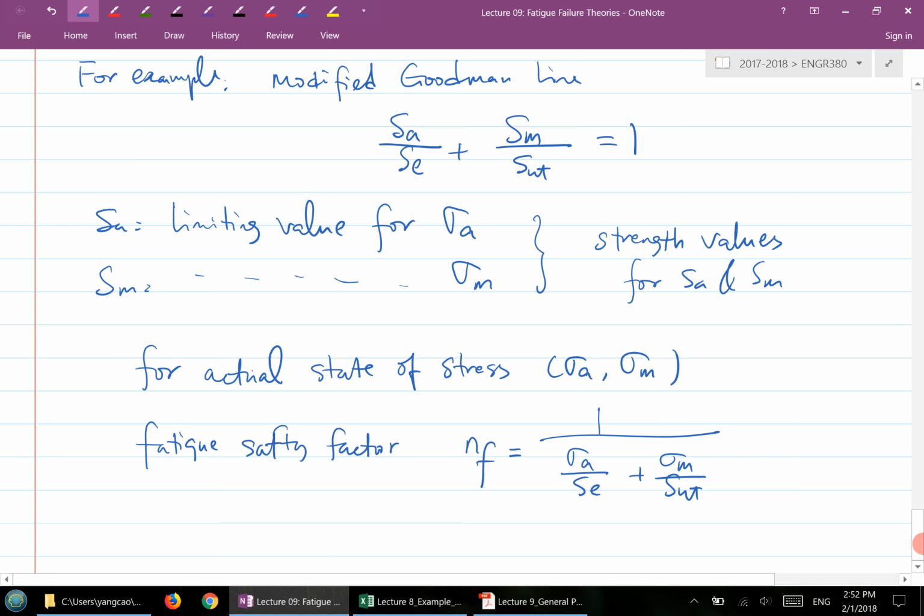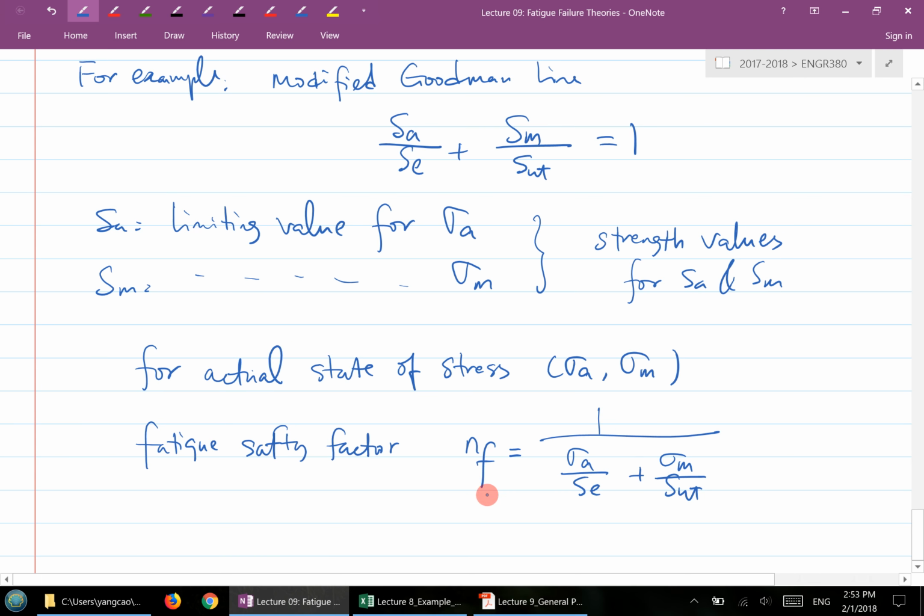So take a look at this one here. That's basically your formula sheet. Does that fatigue safety factor only apply for the modified Goodman line? Yes, this is just for the modified Goodman line. So if you choose the modified Goodman criteria, this is how you would calculate the fatigue safety factor.